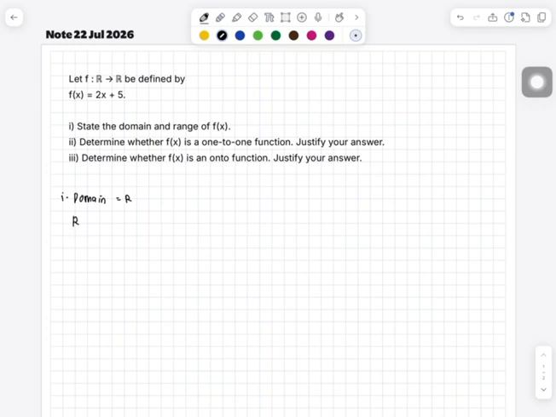Next, let's determine the range. This is a linear function. A linear function can produce every real number as its output. Therefore, the range is also the set of real numbers.